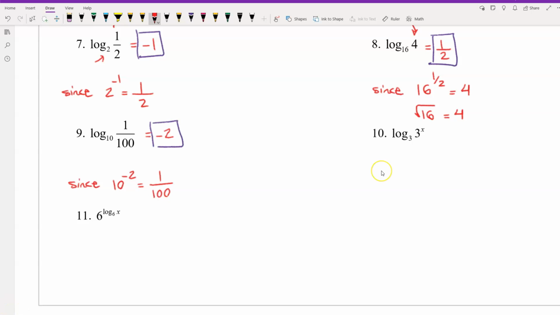Number 10, here we have 3, here we have 3. We can cancel these. So the answer is what's left here, so that is x. Number 11, here we have 6, here we have the same number 6. So it cancels. What's left? We have x. So the answer is x.